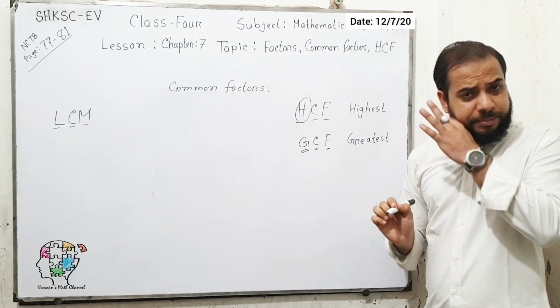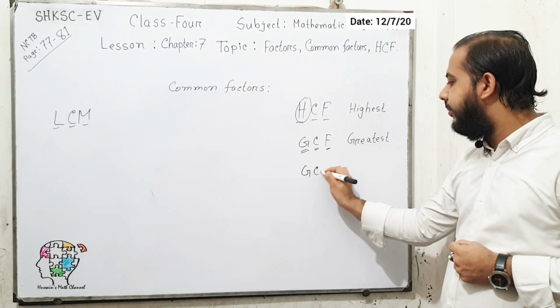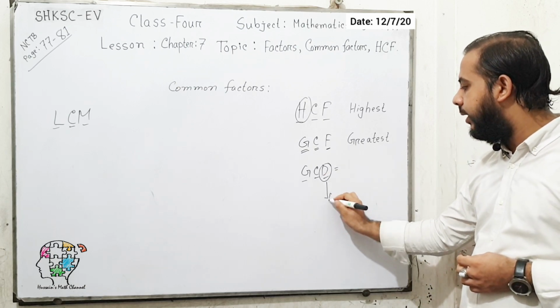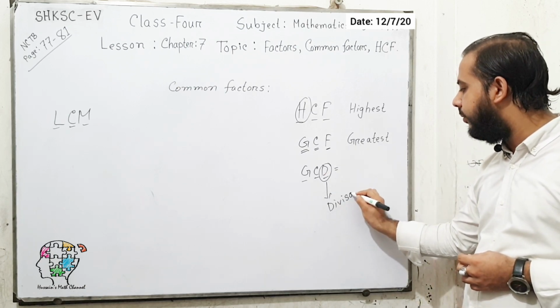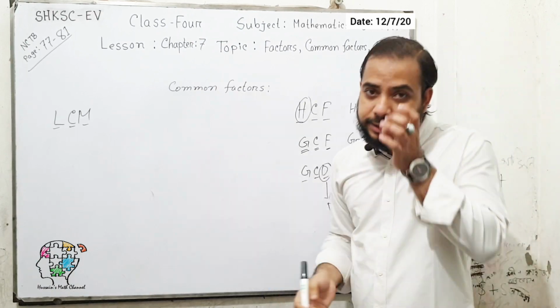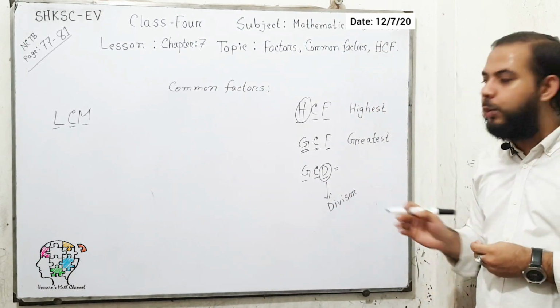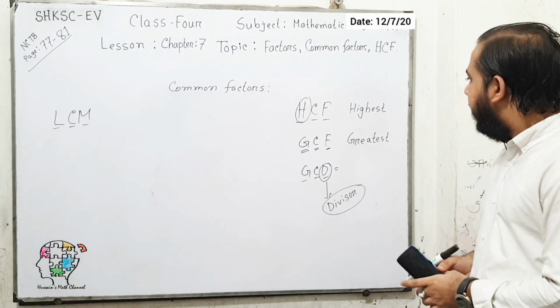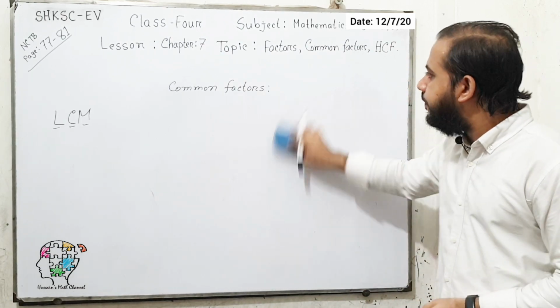There is another name, GCD. GCD means greatest common divisor. D means here divisor. Just before some moments we found the divisor and also the quotient. That means divisor is also factors. So these are the names.